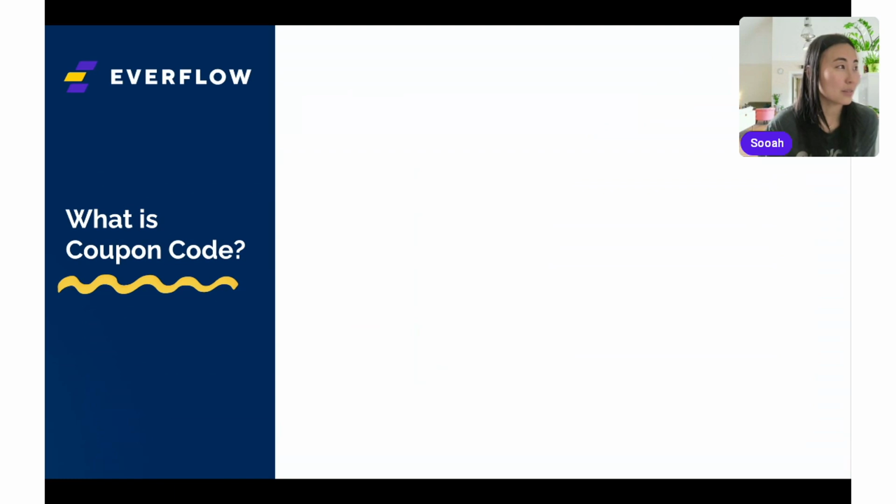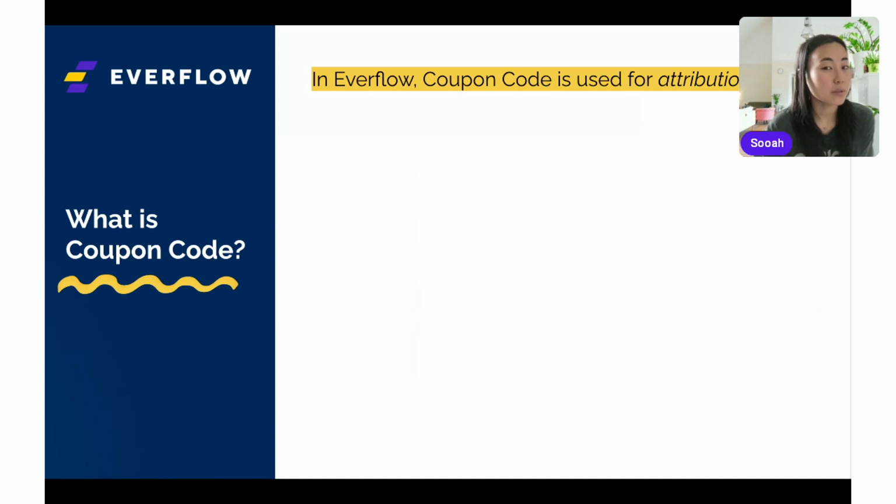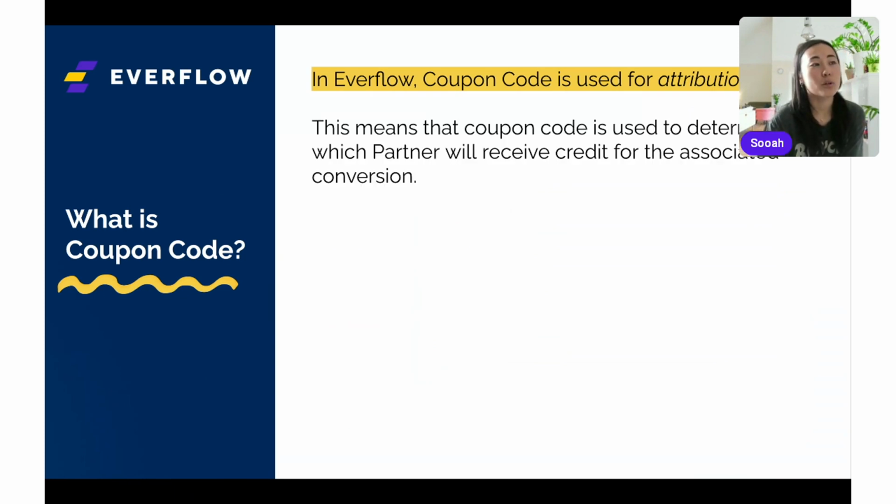So let's get started. So what is a coupon code? In Everflow, a coupon code is used for attribution. This means that a coupon code is used to determine which partner will receive credit for the associated conversion, which is different from what you would typically think in e-commerce offers or when you go to a Shopify store, meaning that there will be a discount associated. This is not what we refer to in Everflow as a coupon code.